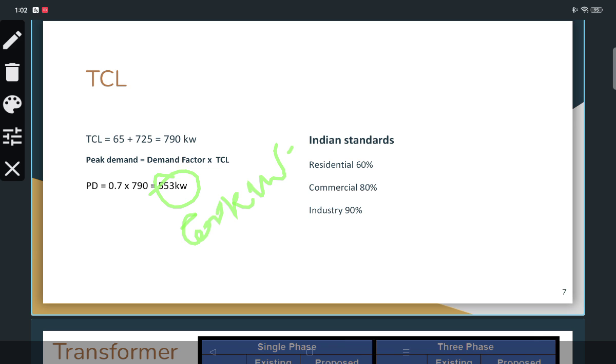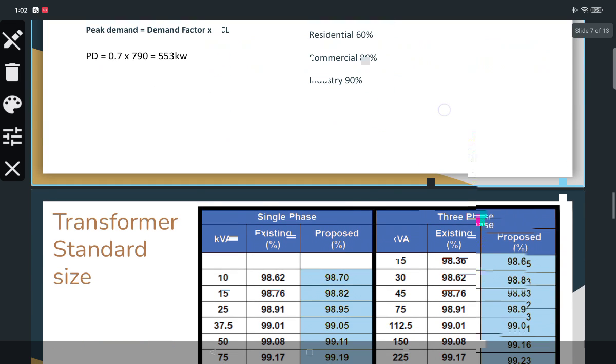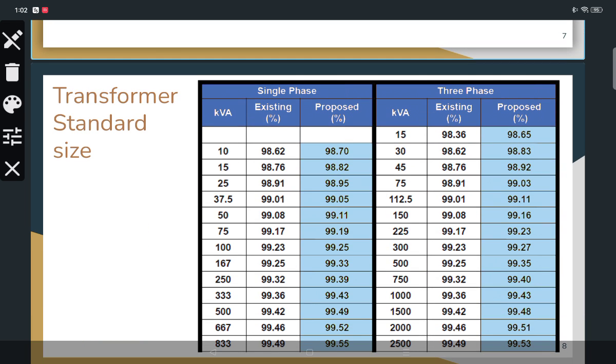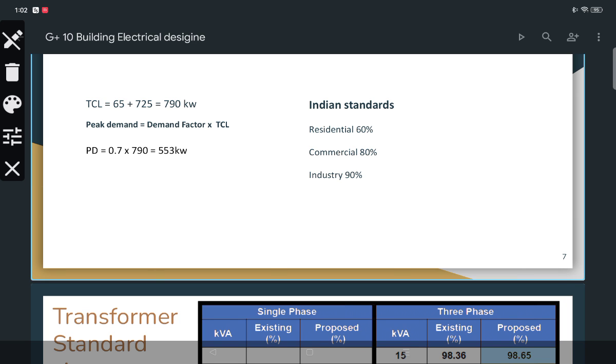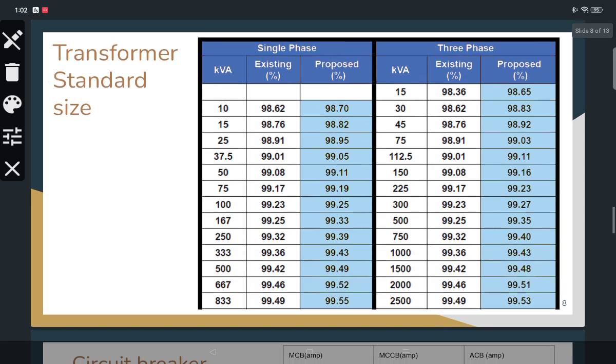Okay, so in Indian standards, why we multiply with 0.7 is because in Indian standards the peak demand is 60 to 70% for residential, 70% for a residential flat, 80% for commercial, and 90% for industry. Now we have to calculate the transformer load, right? Our load is 790 to 800 kilowatts, our total load calculation, and that is the total peak demand.